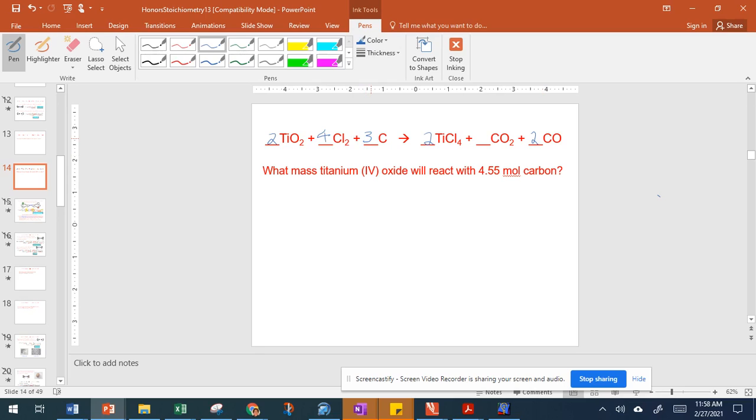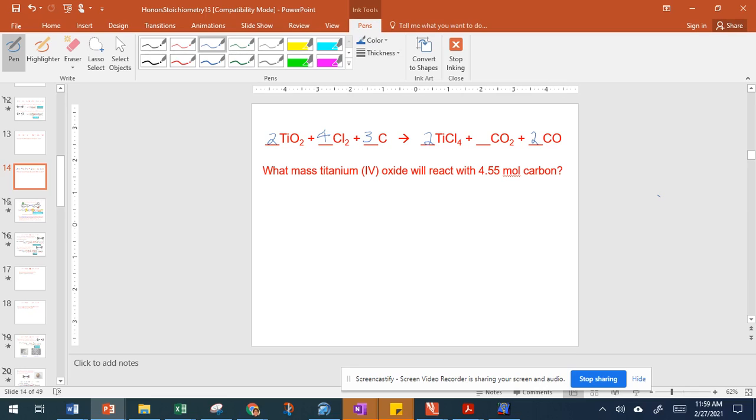So let's just double check. We have 2 titaniums. On both sides, we have 4 oxygens here. 2 plus 2 gives us 4 here. We have 8 chlorines here. 2 times 4 is 8. 3 carbons here. 1 plus 2 is 3. So we see it's balanced. So when you're doing this, first make sure you balance the equation.